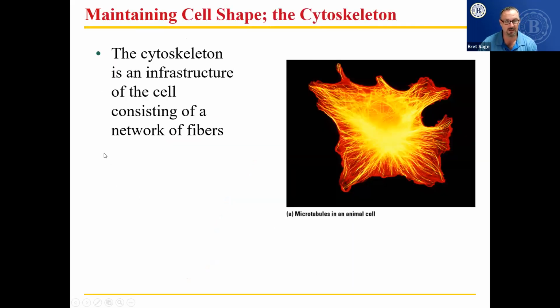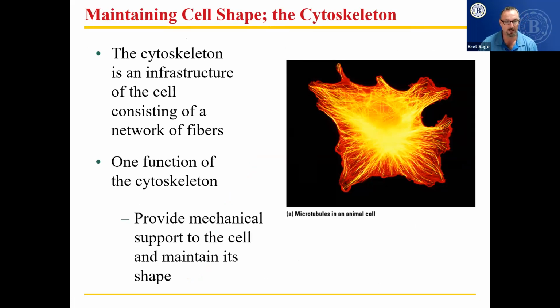Okay, the cytoskeleton is next. Cytoskeleton is an infrastructure of the cell consisting of a network of fibers. What it does is it helps the cell stay together, and changes its shape, potentially if it's a white blood cell. One function of the cytoskeleton is to provide mechanical support to the cell and maintain its shape. This is a stain showing these microtubules which make up the cytoskeleton of a cell.